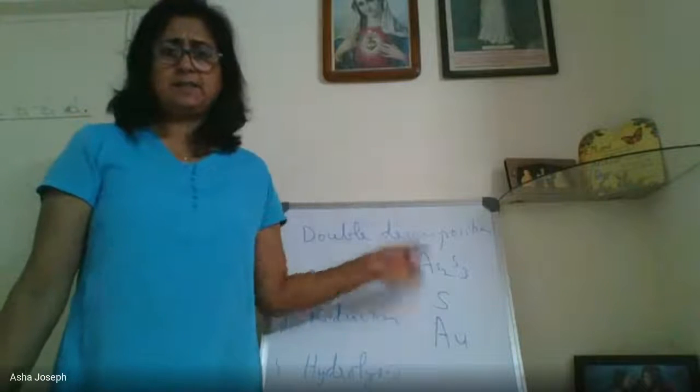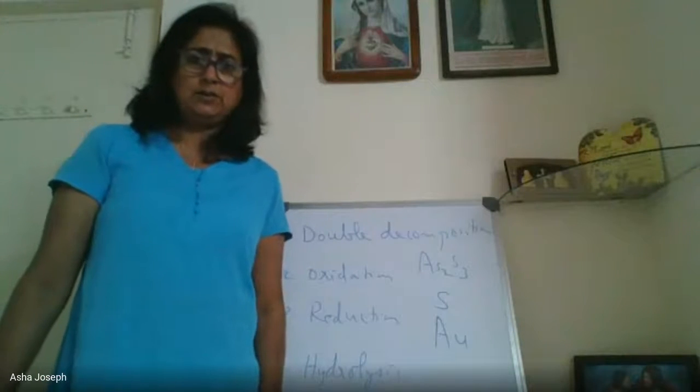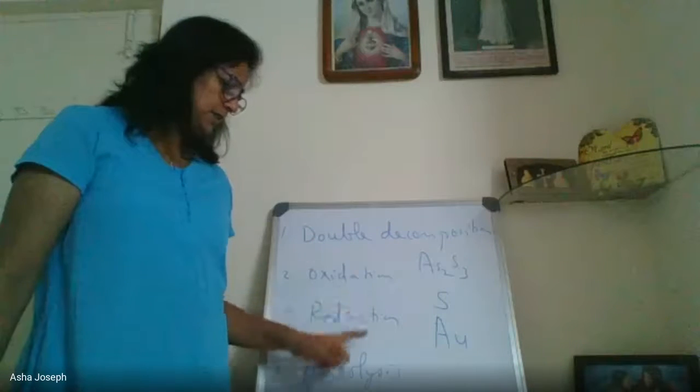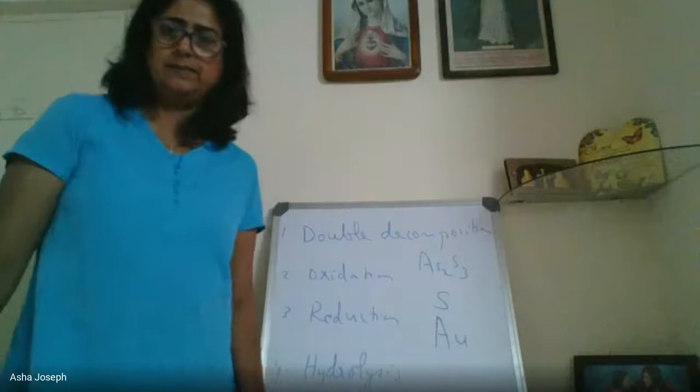Ma'am, my connection is a bit weak. Can you tell what are these 4 processes for? No, I didn't understand the question. Ma'am, when you were explaining this, my connection was a little weak. So, what are these? Chemical methods of preparing the colloids. And the 4 methods are there: double decomposition, oxidation, reduction, hydrolysis.